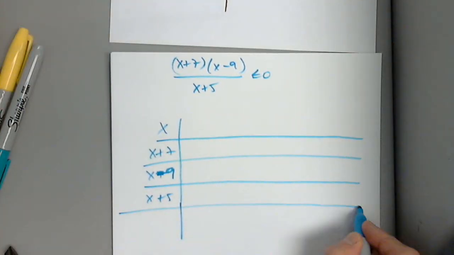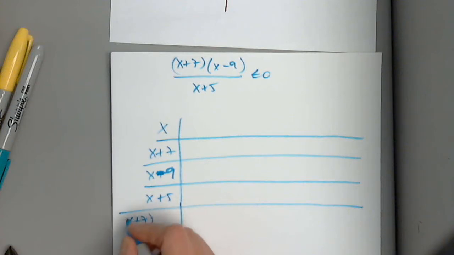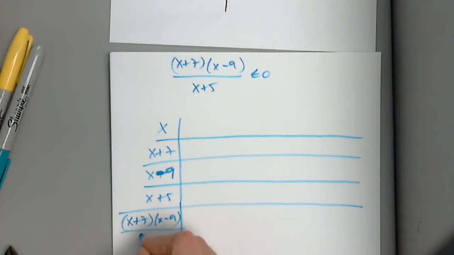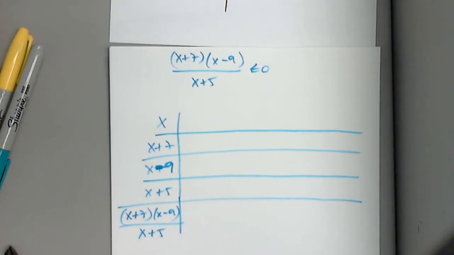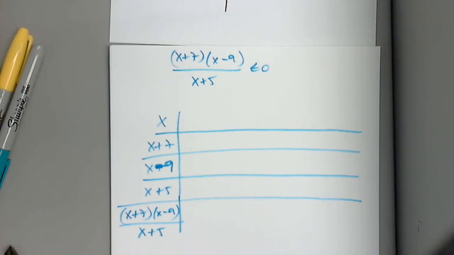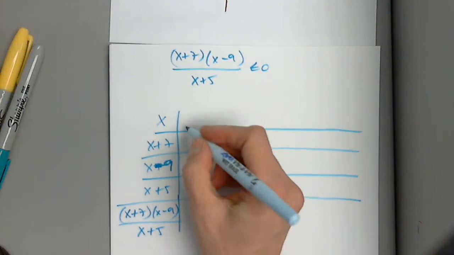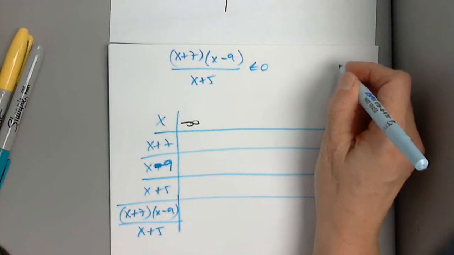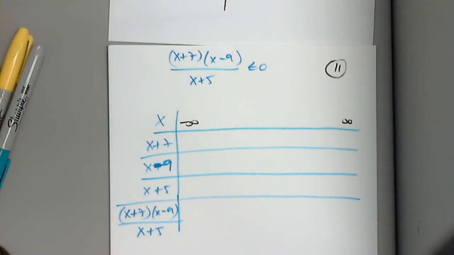And now I have room, see? (x plus 7)(x minus 9) over (x plus 5). This time I did not run out of room. So x goes from negative infinity to infinity. And now carefully, let's put those numbers on the side before we put them in the table, so we make sure that they are in the correct order.